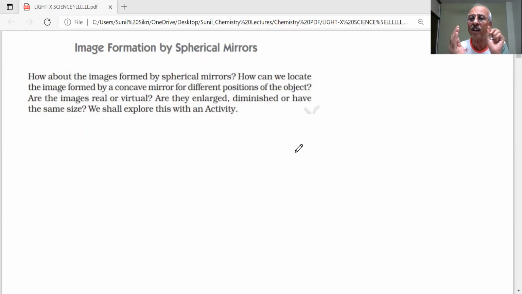As I change the distance of the object, we will see different types of images formed. And that is our topic today: how do we represent images formed by spherical mirrors? What trick can we use? What rules can be applied for the formation of images?